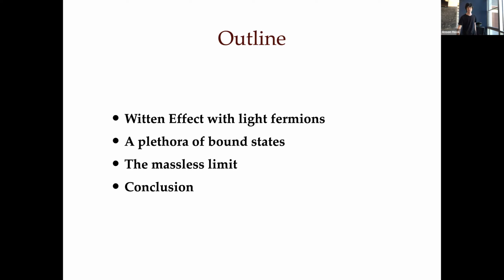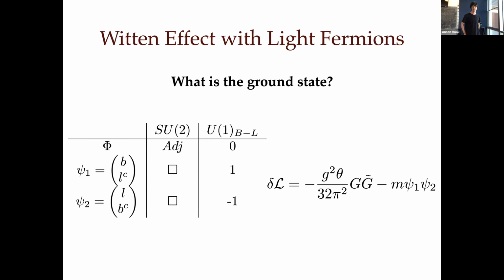Okay, so first, this is the theory I want to look at. Basically, 't Hooft-Polyakov monopole, add an adjoint, and then add two fermions with a mass term. And I just want to say, what is the ground state of the monopole here, with a theta term and a mass for the two fermions?